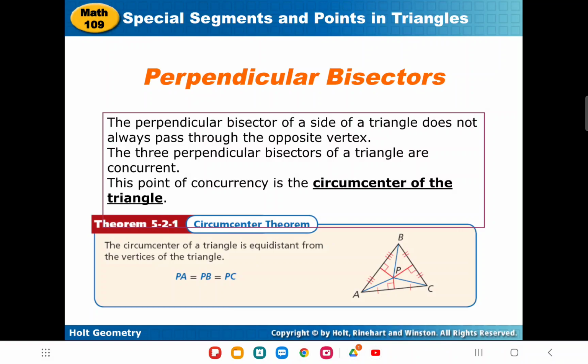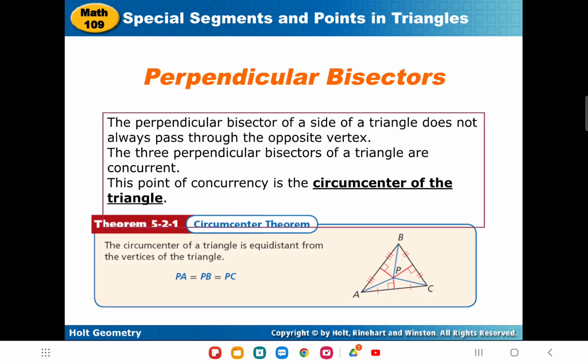This is because the point of concurrency, the circumcenter, is equidistant from all three vertices. Please note that this is equidistant. We're not talking congruence here, we're talking about distance. So the statement that goes with this diagram is that PA is equal to PB, which is equal to PC. If you want to talk about congruence, use the definition of congruence to say that PA is congruent to PB, which is congruent to PC.